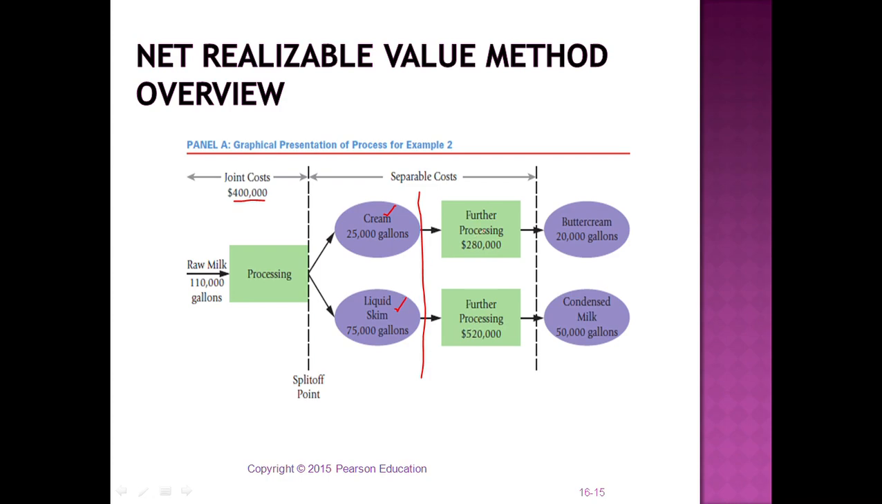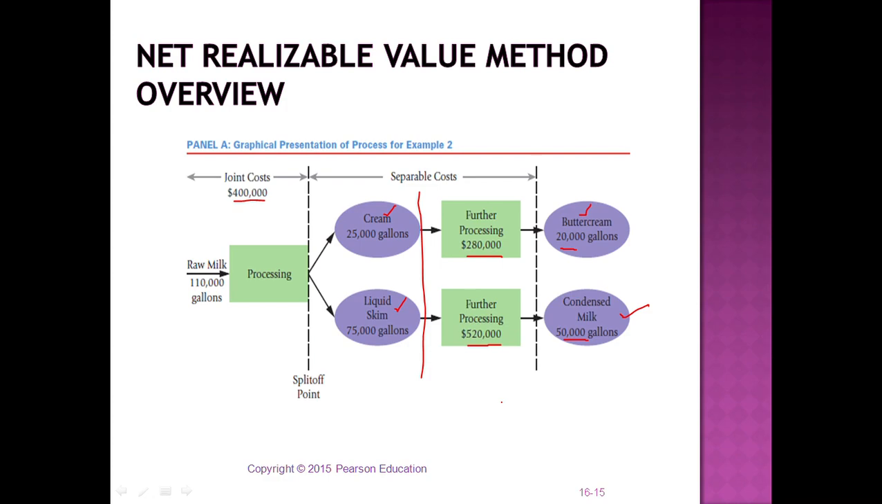What if there were further processing of cream, and you spend $280,000 on the cream to produce buttercream? Maybe 20,000 gallons of buttercream was produced. And maybe the liquid skim was further processed by spending $520,000, and you produced a new output called condensed milk, and 50,000 gallons of condensed milk was produced.